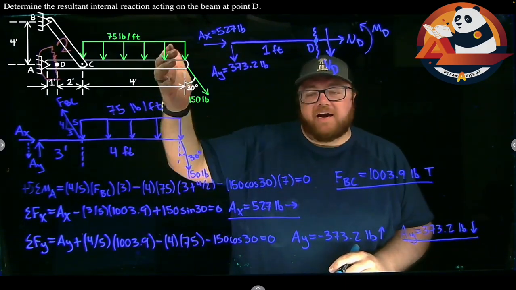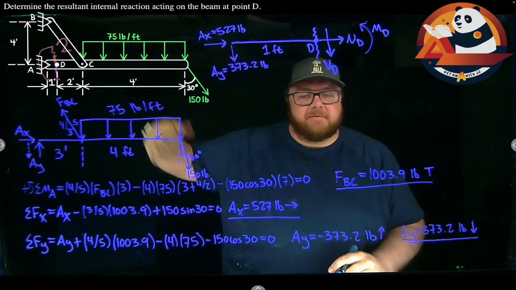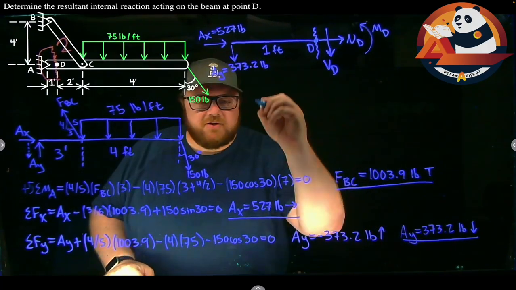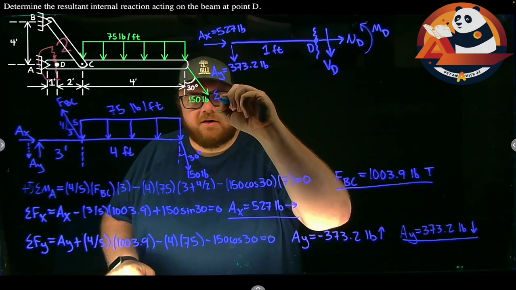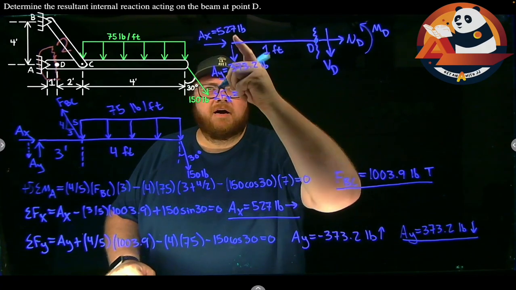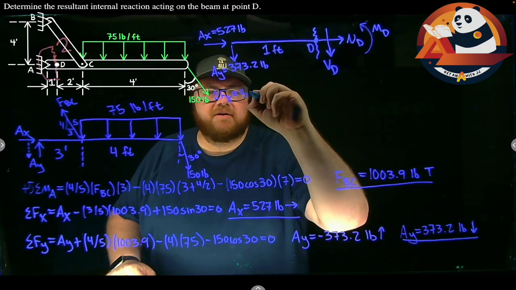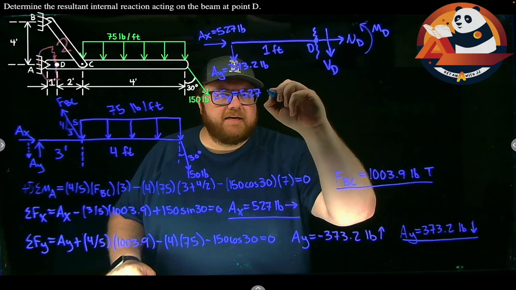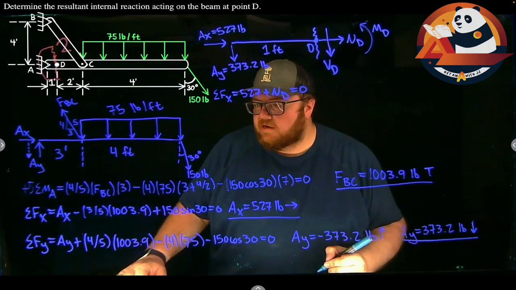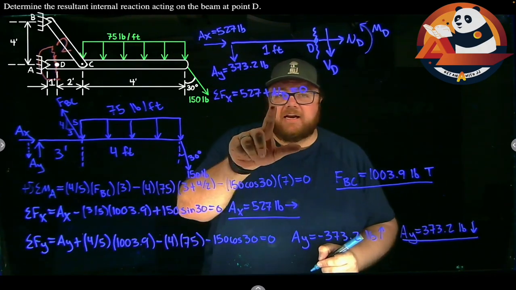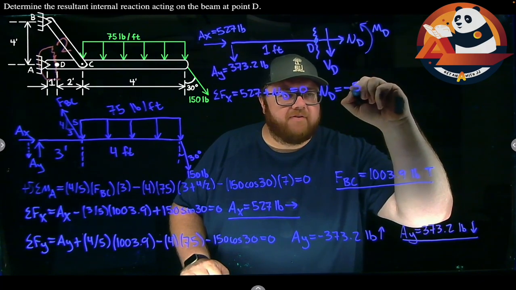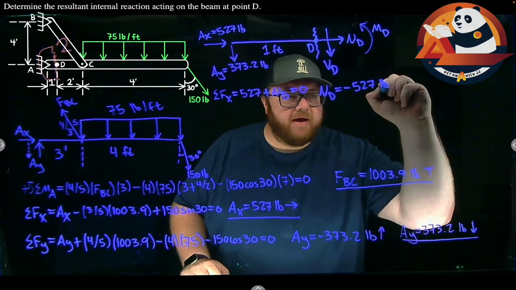I have a free body diagram that's going to go with this because I'm about to make equilibrium equations again. But let's come in and find those. So I can sum forces in the x direction. We'll start there. Summing forces in the x, I have AX. AX is 527 plus ND is equal to 0. Which if I solve for ND, I get a negative number here. ND is negative 527 pounds.